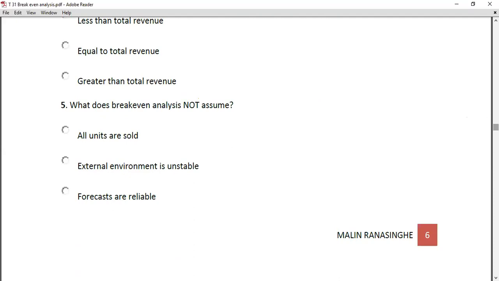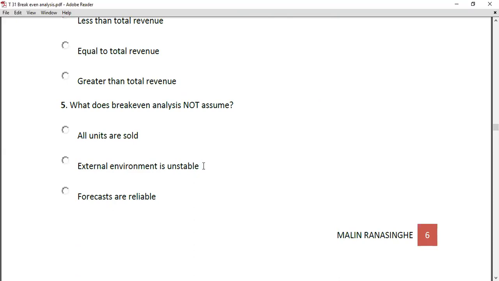Question number 5: what does break-even analysis not assume? We have certain assumptions in a break-even chart. Those are the main limitations of break-even. All units are sold, that's the assumption. We assume that there are no stocks, that all production we can sell. External environment is unstable.